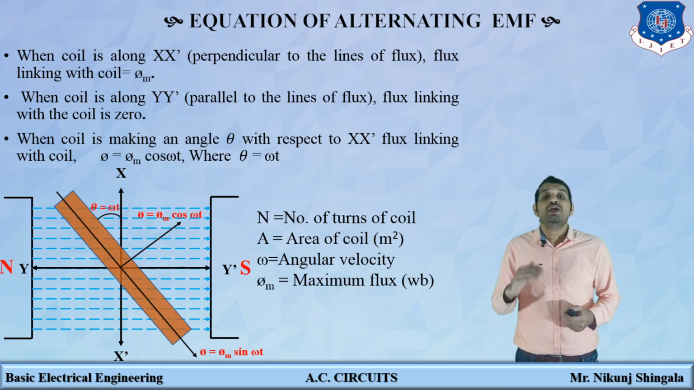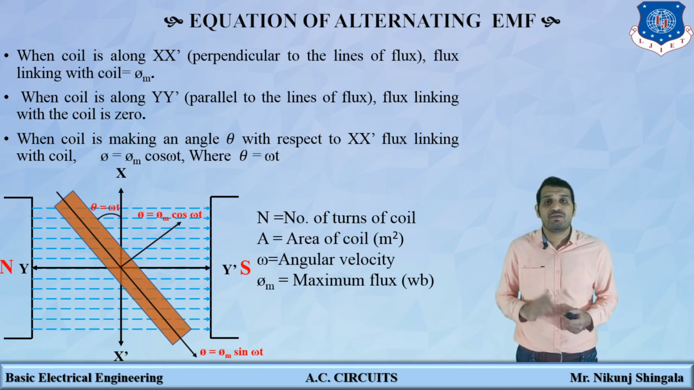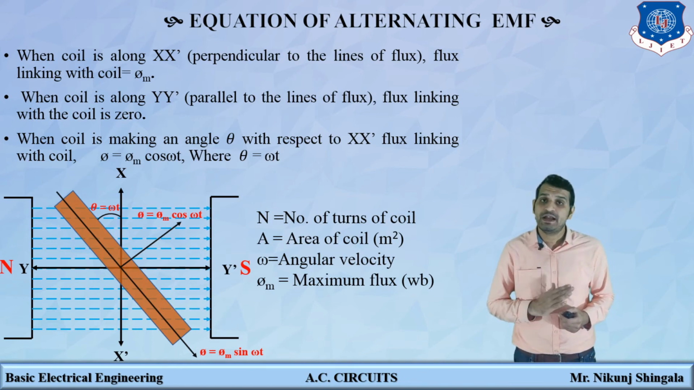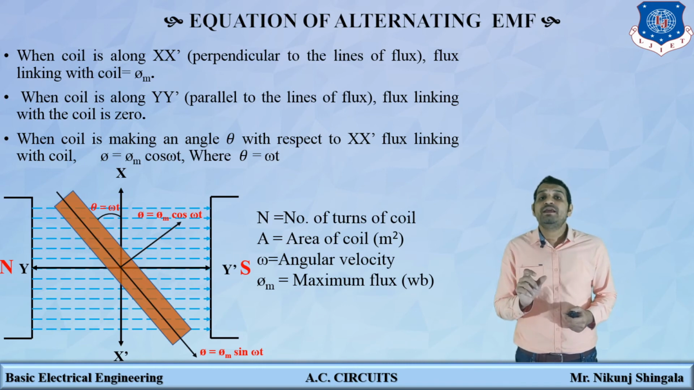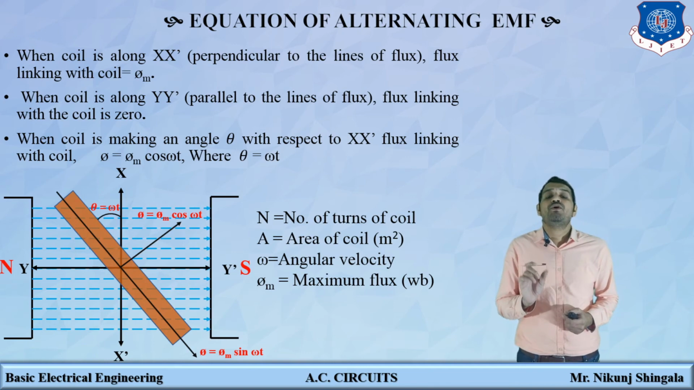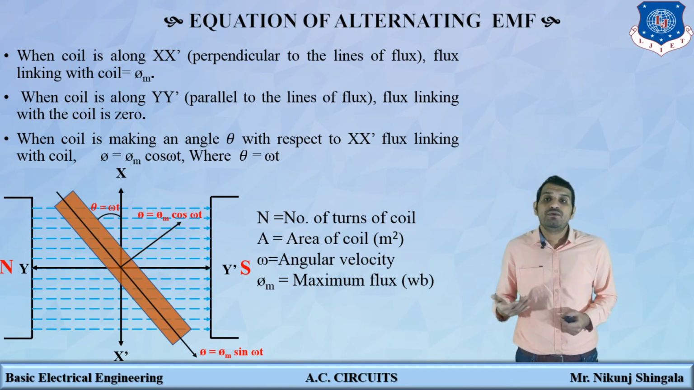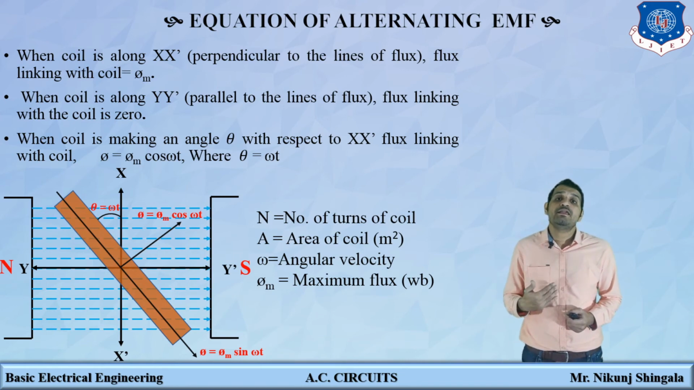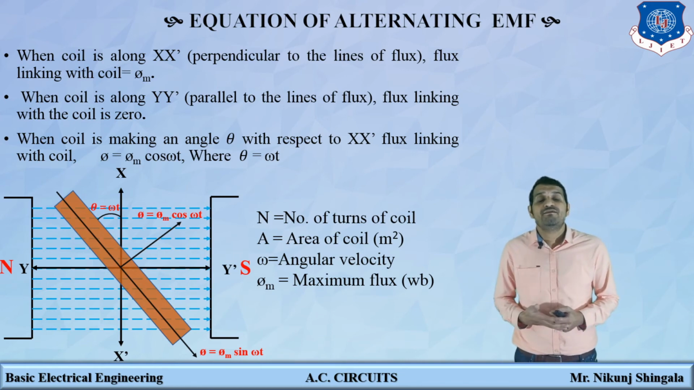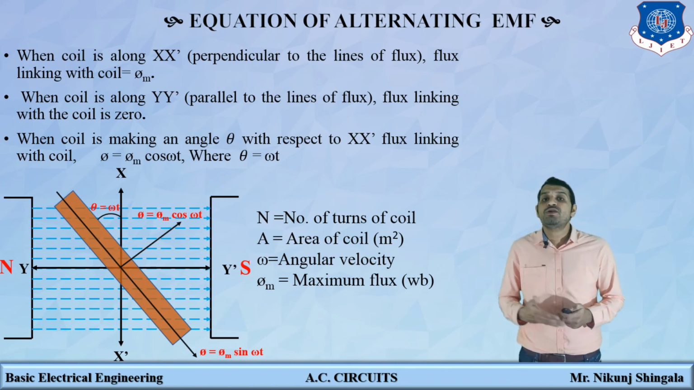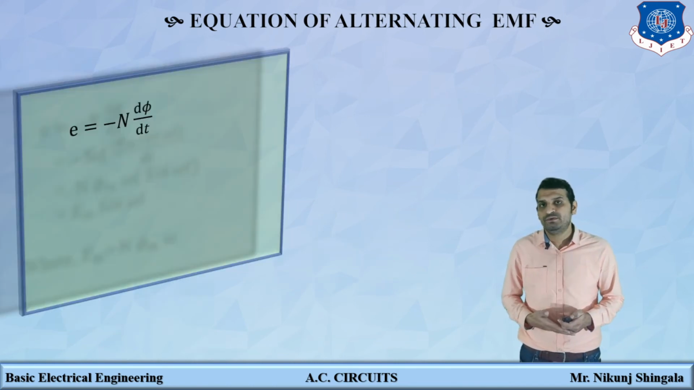So this is the equation of alternating flux. Phi is equal to phi m cos omega t, where omega t represents the angle and position of the coil. If we put omega t is equal to 0, then we get phi is equal to phi m. If we put omega t is equal to 90, we get phi is equal to 0. Now let us derive the equation of induced EMF.